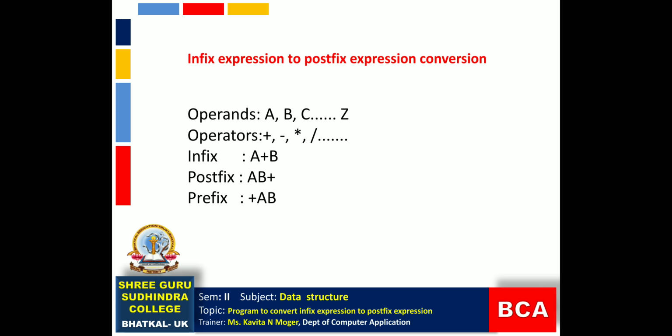Before starting with this conversion example, we will see some basic concepts like what are operands and operators. Operands are nothing but the variables used in the expression, for example A, B, C, D and so on. Operators are the operations being performed, for example the symbols plus, minus, star, slash. So here plus is used to perform the addition operation, so plus acts as an operator.